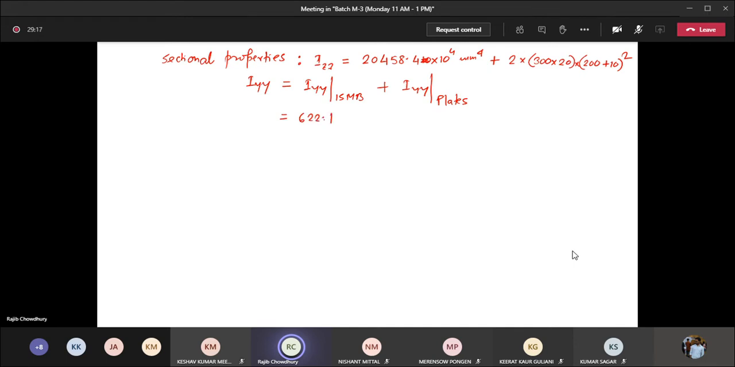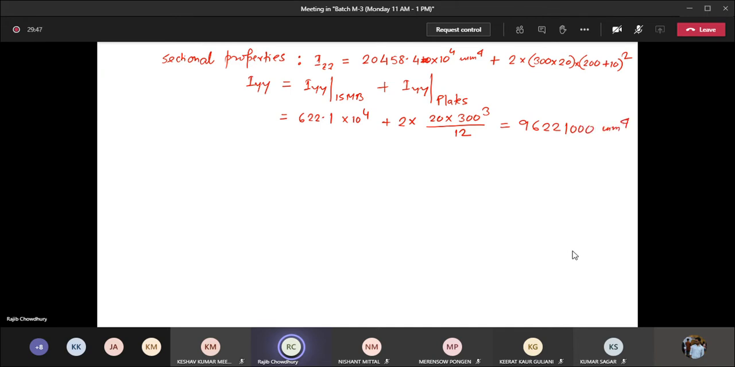622.1, this is already given from the steel table, plus 2 times 220 multiplied by 300 cube divided by 12. Okay. So this is coming around 96, a big number, times 1000 millimeter to the power 4.